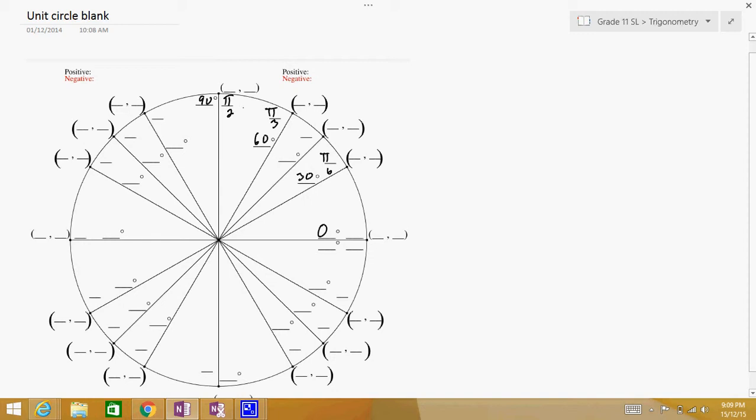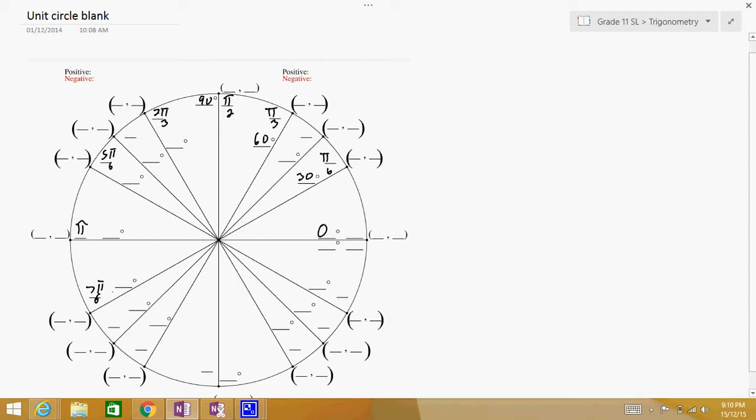And we can keep going. If we want to do the radians, pi over 6, 2 pi over 6, 3 pi over 6, 4 pi over 6, 2 pi over 3, 5 pi over 6, 6 pi over 6, 7 pi over 6, and so on and so forth.